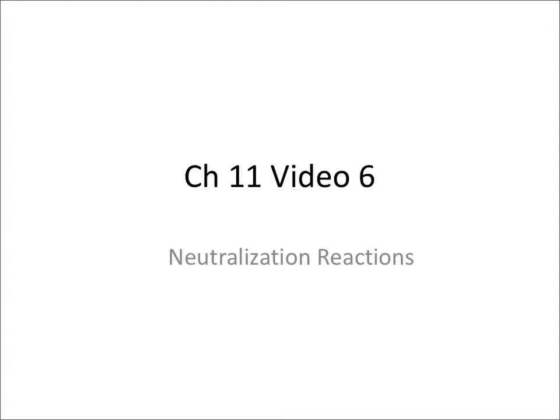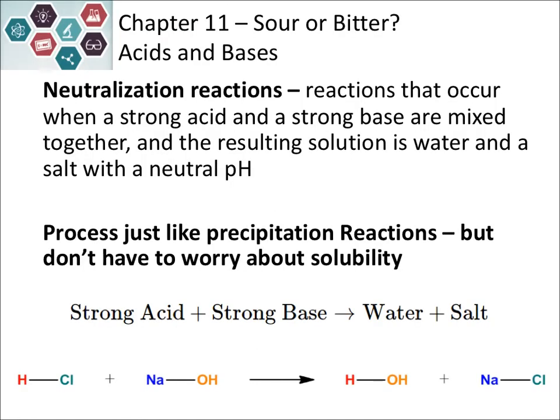Right, the next section for chapter 11 is to talk about neutralization reactions. Neutralization reactions are reactions that occur when you have a strong acid and a strong base mixed together, and what you're left with in the end is a neutral mixture of water and a salt, or an ionic compound. So this is very similar to writing precipitation reactions that we did back in 6, but in this case we're not going to have to worry about solubility.